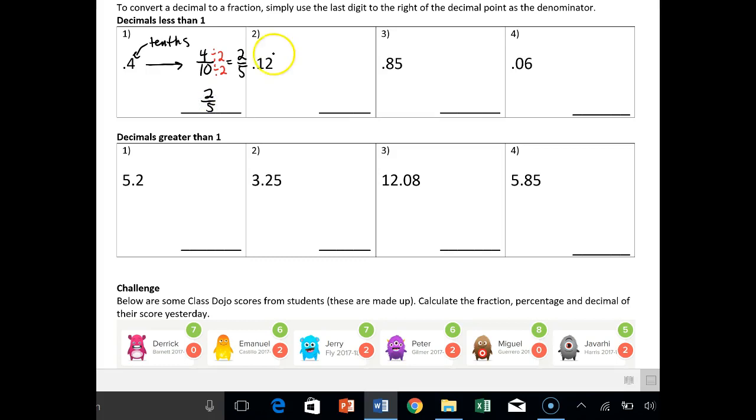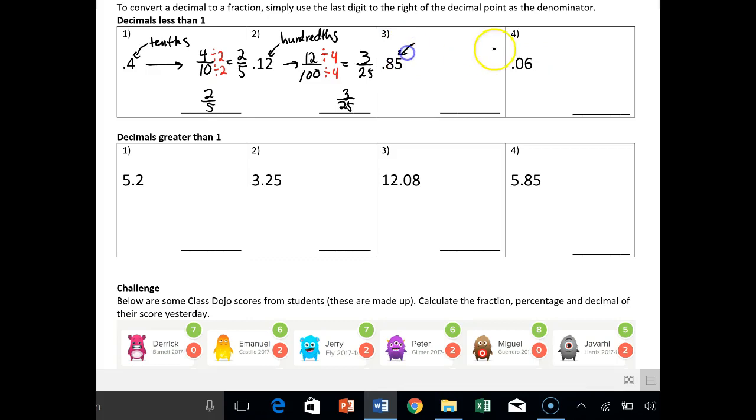Let's try another one. 0.12, hundredths, right? That is in the hundredths. The last digit's in the hundredths place value. So what do I say? I say, okay, that's 12 over 100. And then I just go ahead and simplify. I can divide 12 and 100 both by 4. So if I divide them both by 4, I get something that looks like 3 over 25. 3 over 25. Number 3 and number 4 I'm going to leave for you guys.